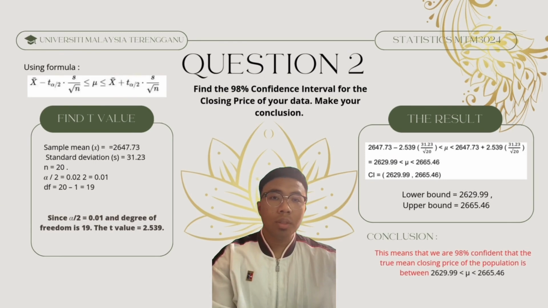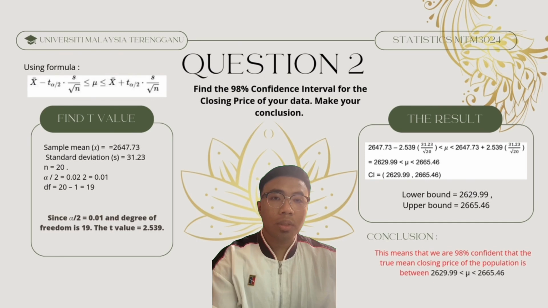For this question 2, find the 98% confidence interval for the closing price of your data. Make your conclusion. For this question, we are using formula confidence interval for the population mean, and the interval uses T distribution. So this is the formula. Mean minus t alpha over 2 times s over square root n less than or equal mu less than or equal mean plus t alpha over 2 times s over square root n.